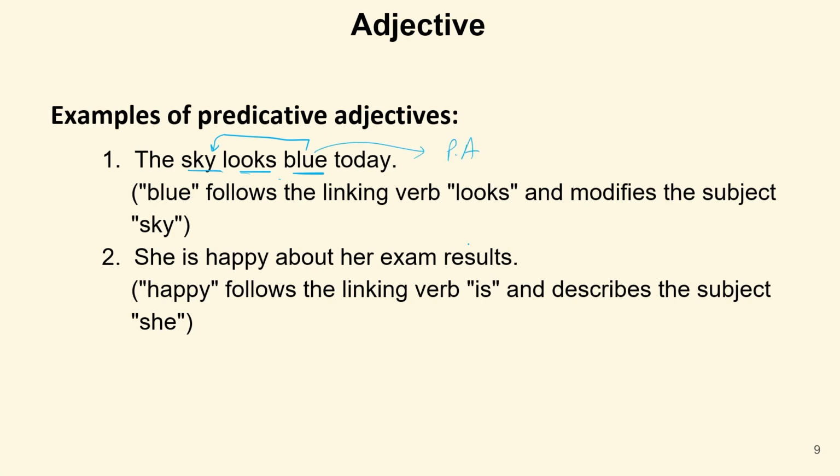She is happy about her exam results. So she is happy about. Now, this is a linking verb, and then we have the word happy. Happy is used for she, because who is happy? She is happy. So she is a pronoun, whereas happy is just used for the word she. Also, it has been used after a linking verb. So this is a predicative adjective.